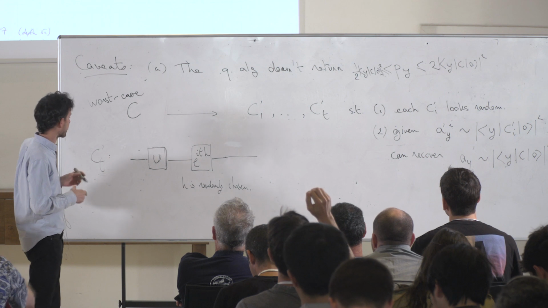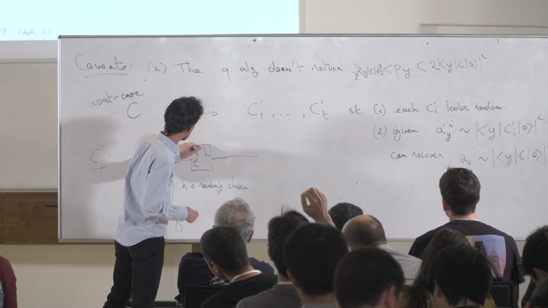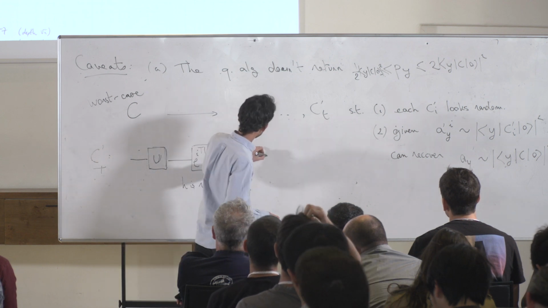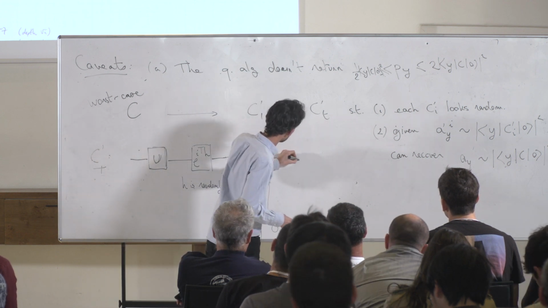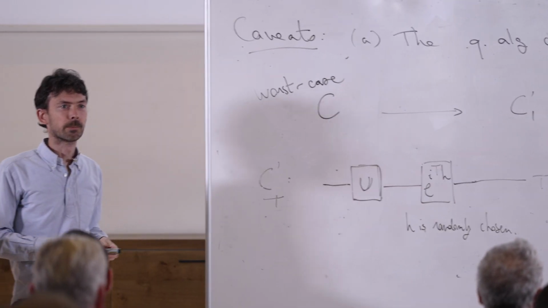No, they're not the same, I'm sorry. So let's call this T, capital T, and this, let's call this capital T. And then I set T equals to 1, to 2, to T, and I get these circuits, C prime 1, C prime T.